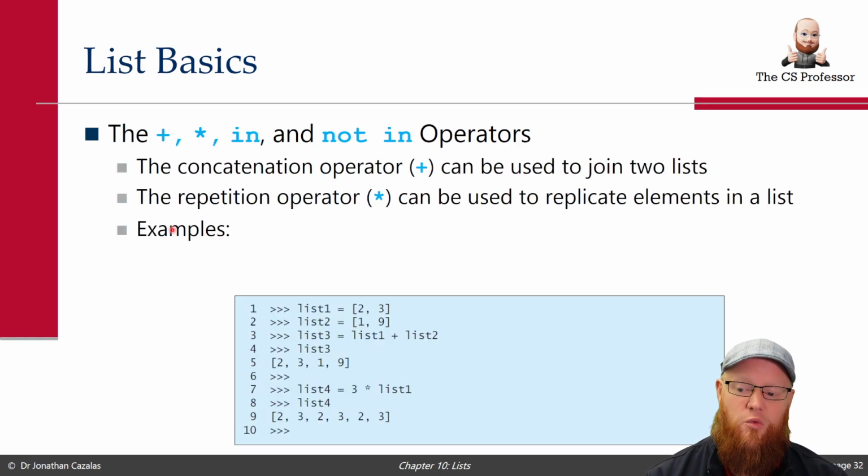Concatenation and the repetition operator. We've seen what concatenation does. Given two lists, we can concatenate them into list 3. Here's the resulting list. List 4, if I said take 3 times list 1, is just this list of size 2 with the values 2 and 3 inside it. If I multiply that times 3, I'm going to get 3 repeats of that exact same list: 2, 3, 2, 3, 2, 3.